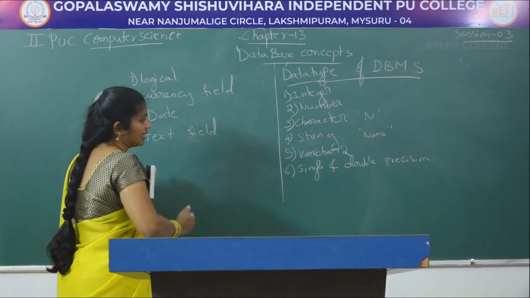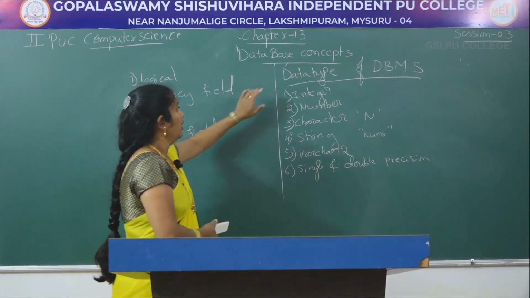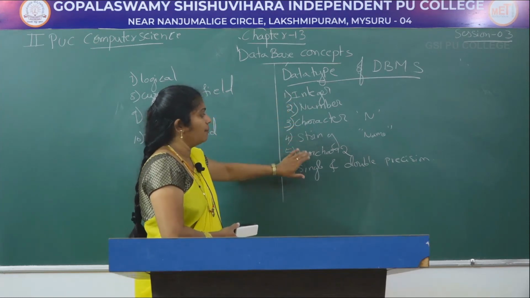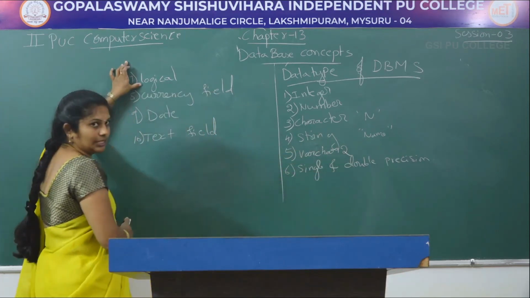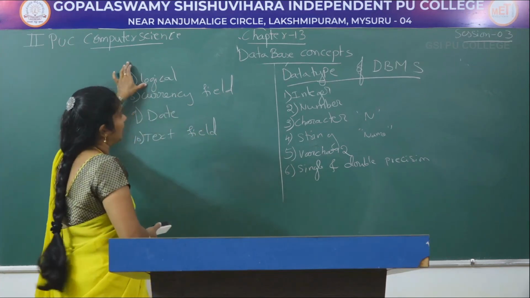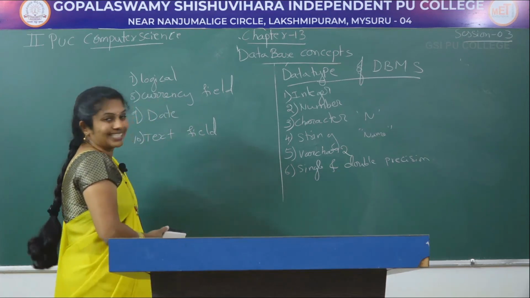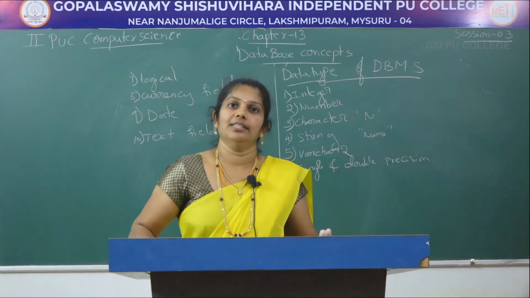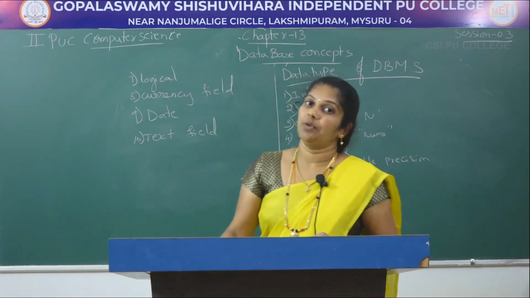Not only these things, if you want, you can use some more data types also. Only a few data types I mentioned here: integer data type, number data type, character data type, string data type, varchar data type, single and double precision data type, logical. When do we use it? Whether true or false, when mentioning that, logical data type, currency data type, date data type, text data type, text field, like that. Whichever data type I want, that I can consider here. These are the few data types used in DBMS.